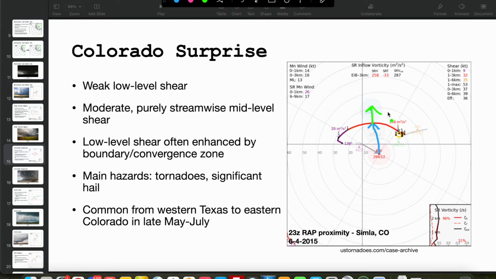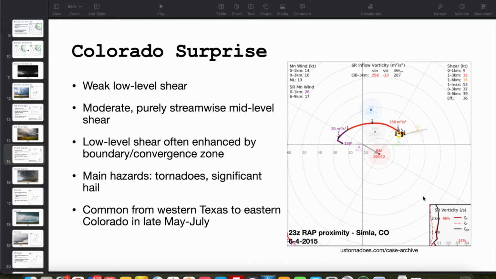And otherwise, in other areas such as southeast Wyoming, you can have the tornado threat really ramp up despite this kind of crosswise weak low-level shear. So with these supercells, the main hazard is usually significant severe hail, but you can also have tornadoes from these, particularly when low-level shear is enhanced by a boundary or a convergence zone. And they're going to be most common again in the high plains region from West Texas all the way up through eastern Colorado in pretty much late May through July.